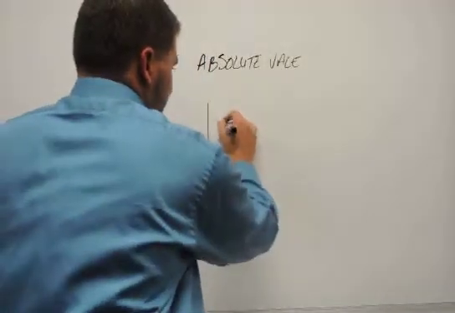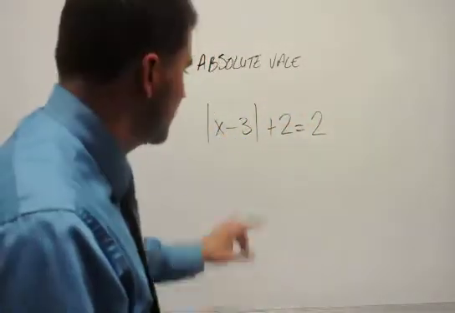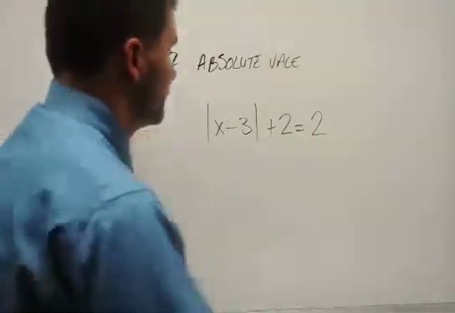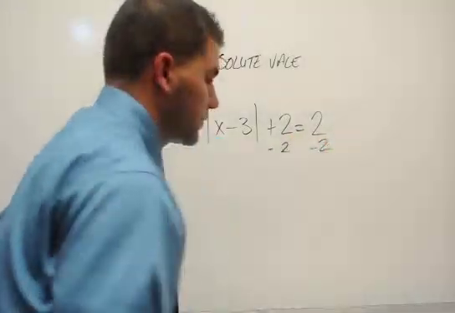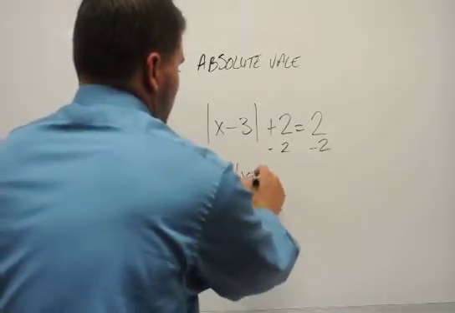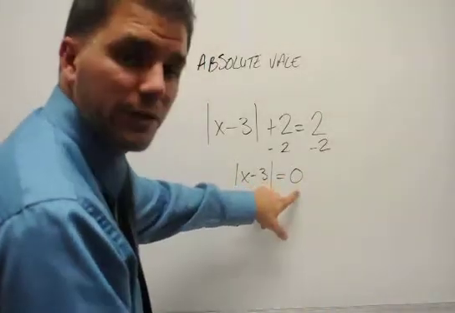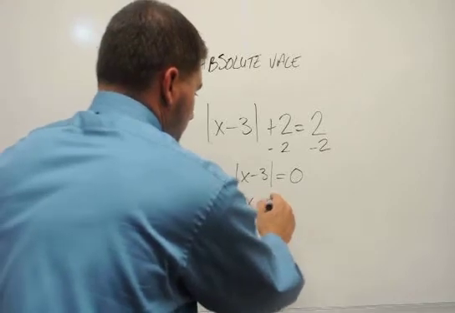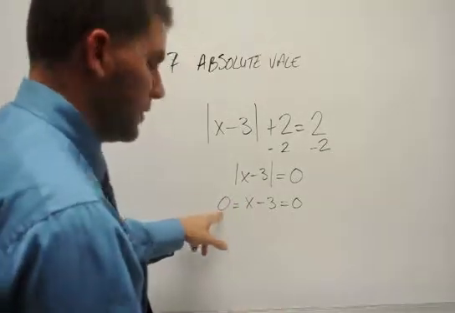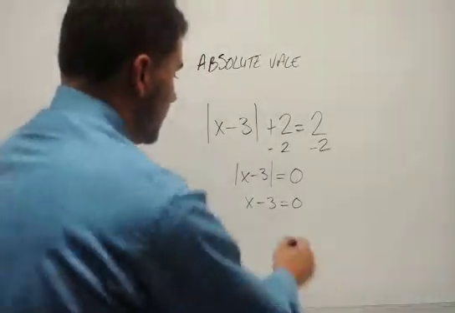The last one, the absolute value of x minus 3 plus 2 equals 2. I want to try to get this absolute value by itself. So I'll subtract 2, removing the constant on both sides using the inverse of addition. Now I've got the absolute value of x minus 3 is equal to 0. I'll have a positive 0. And we really don't need to have our negative 0 here because 0 is the only option that we have.